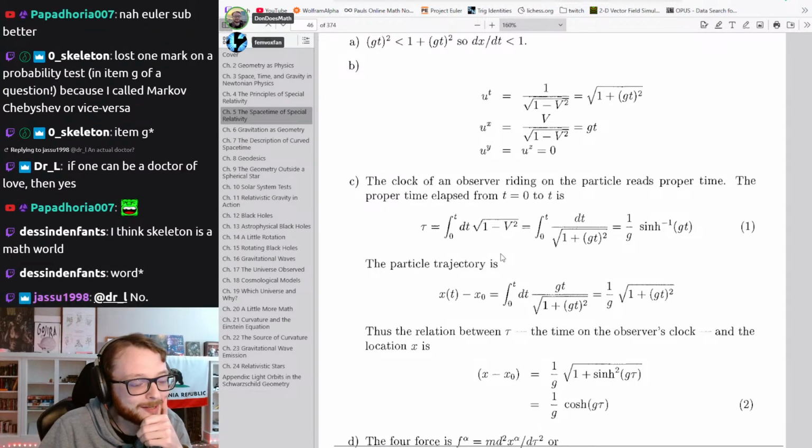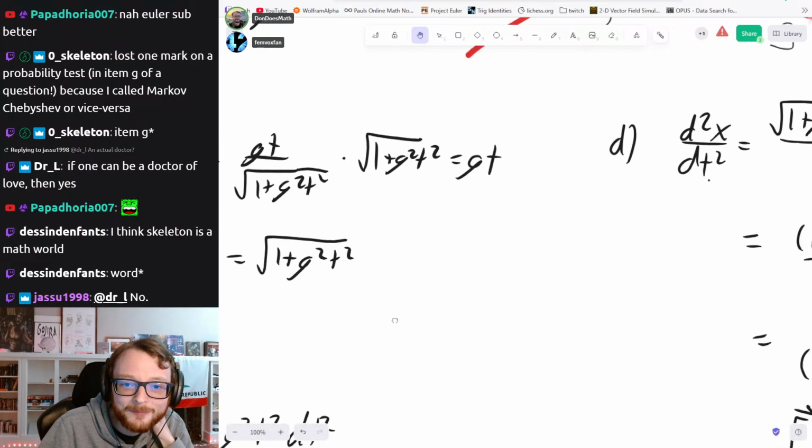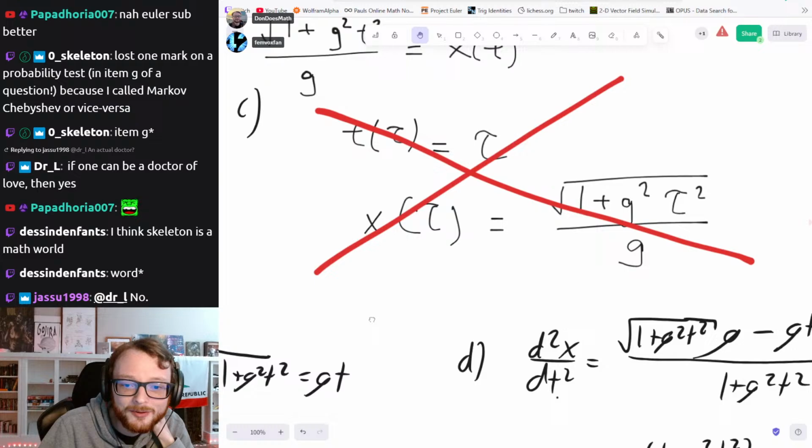Euler sub is better. Also, Markov probability test. Item G of a question is called a Markov Chebyshev or vice versa. Oh no. Doctor of Love. Skeleton is a math word? Ooh. That's so weird.